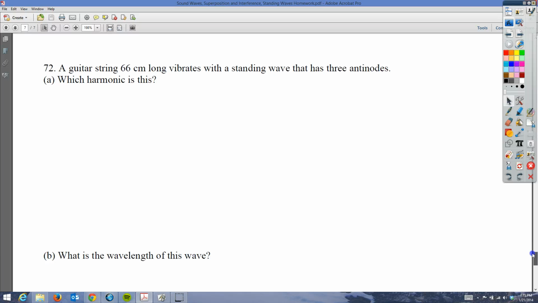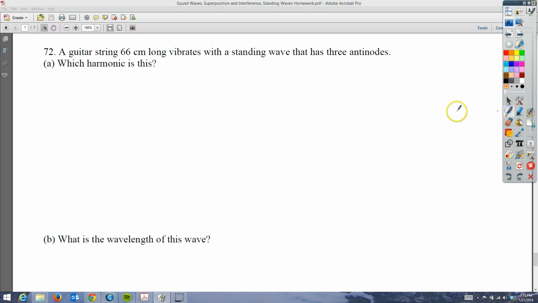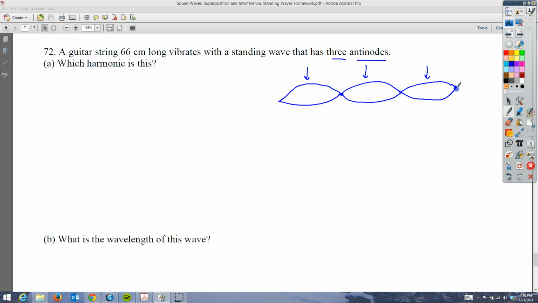Finally, the last one is you have a guitar string which is 66 centimeters long, vibrates with a standing wave that has 3 antinodes. And we've talked a little bit about what nodes and antinodes are. So if you have a standing wave, let's draw this. This one has 3 antinodes. So there's 3 antinodes, and you always add 1 to show the number of nodes that you have. So here's 1, 2, 3, 4 nodes.